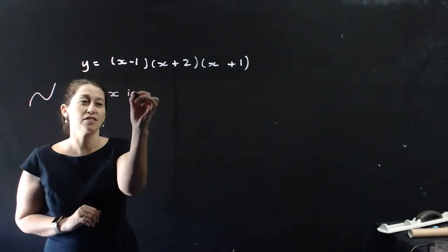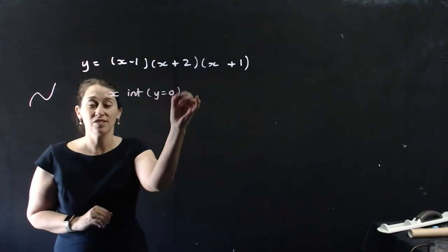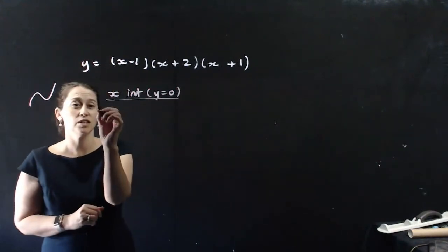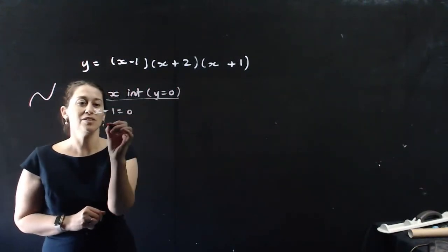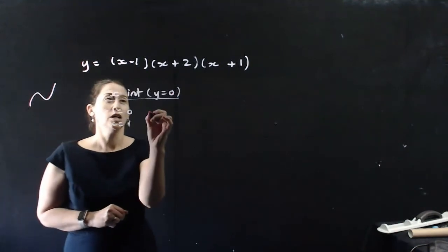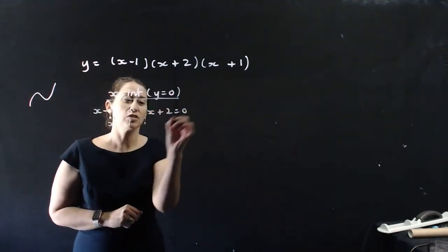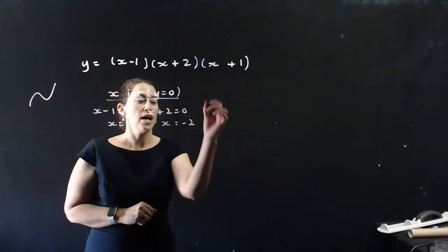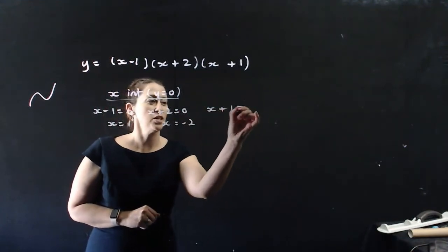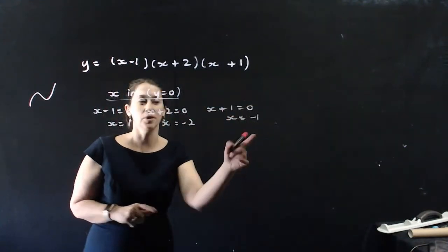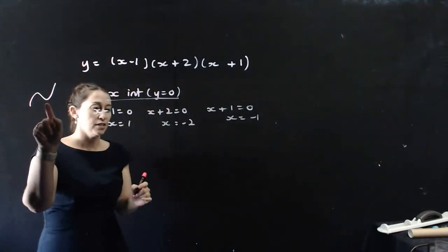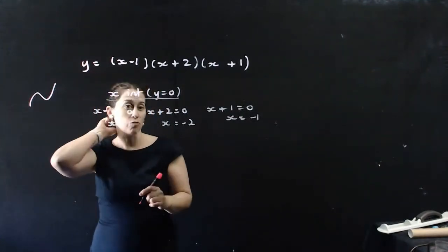Don't forget our x-intercepts occur when y equals 0, and we're technically using the null factor law to solve this. So x minus 1 equals 0. Solving that gives us x equals 1. x plus 2 equals 0. Solving that, x equals negative 2. And solving this one, x plus 1 equals 0, then x equals negative 1. So we've got negative 2, negative 1, and 1 as our roots.